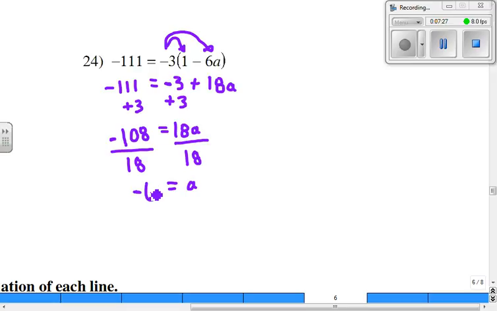We can think about it like this. 15 times 6 is 90. 3 times 6 is 18. 90 plus 18 is 108. So a is equal to negative 6.